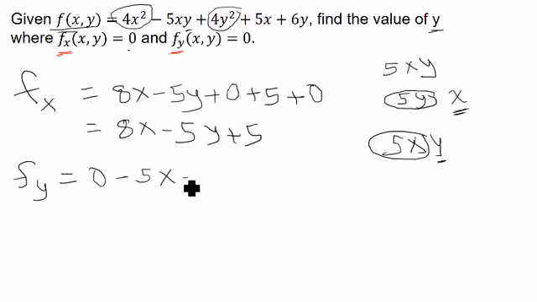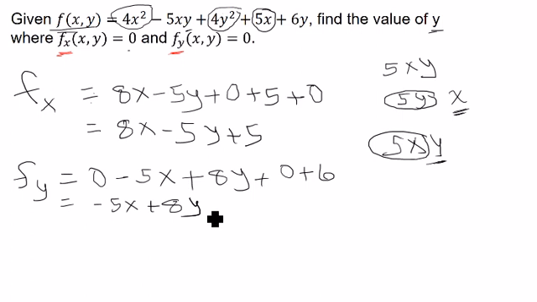Plus, the next term contains 4y to the 2, which is a term containing y, and the derivative of y squared is 2y, times 4 is going to be 8y, just as the derivative of 4x squared with respect to x is 8x. Plus 5x is a term independent of y, so the whole thing is a constant, and the derivative of a constant is 0. Plus 6y is the term containing y, and the derivative of y with respect to y is 1, as you saw in this example here. So it's going to be 6. Okay, and if you simplify this, that's going to become negative 5x plus 8y plus 6.